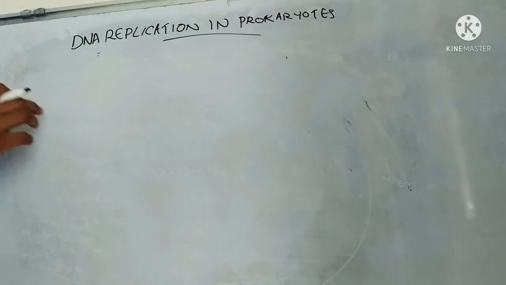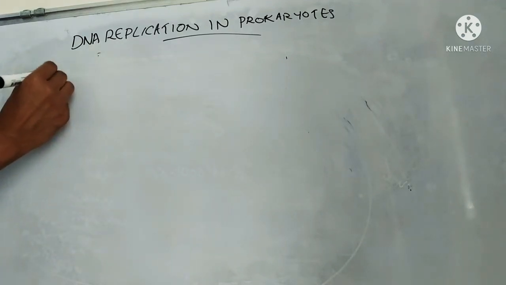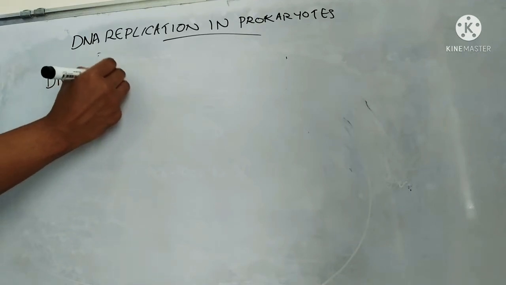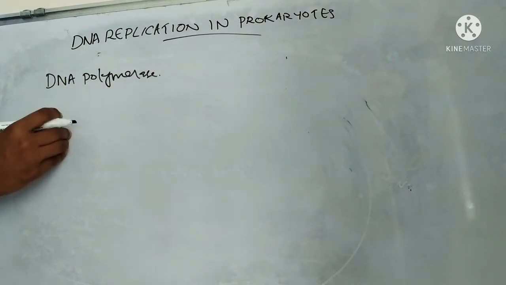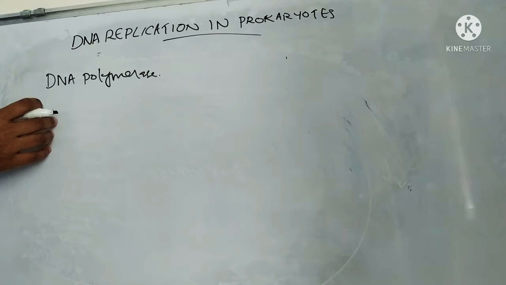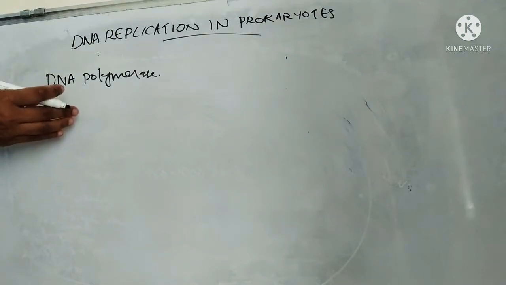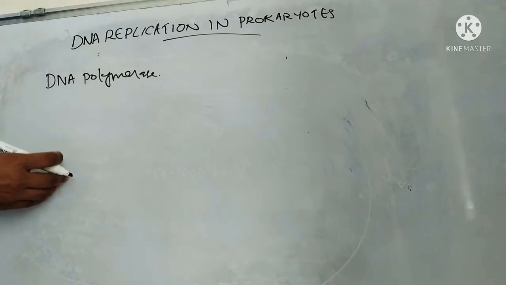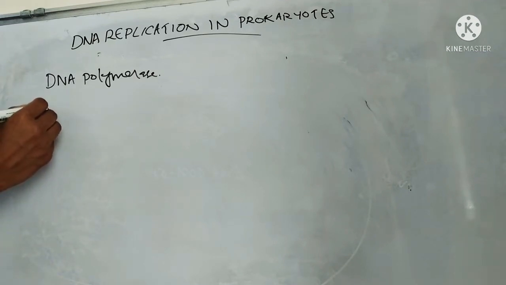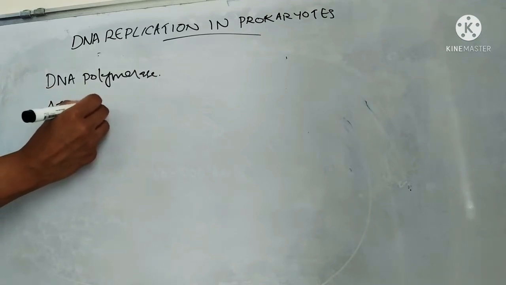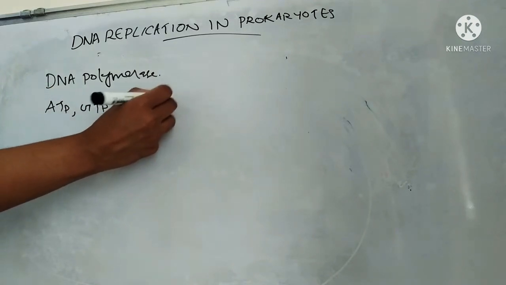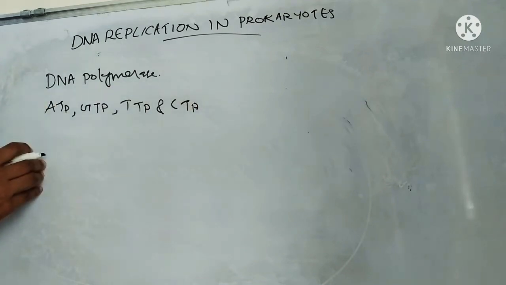In the process of replication, the DNA polymerase enzyme adds nucleotides one by one to the growing DNA molecule, complementary to the template strand. The addition of nucleotides requires energy. This energy is from ATP, GTP, TTP and also CTP.